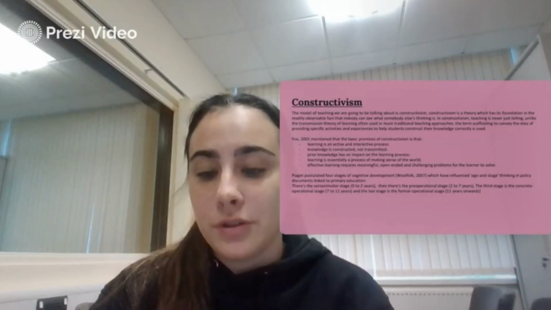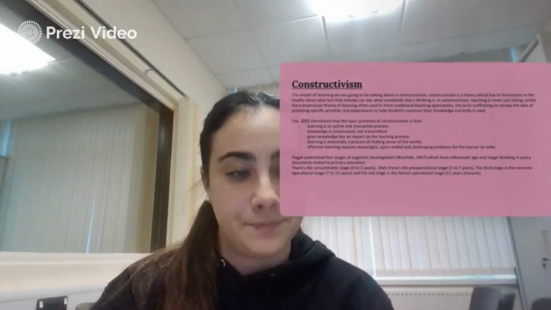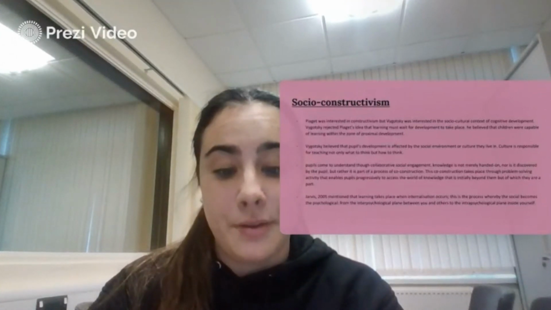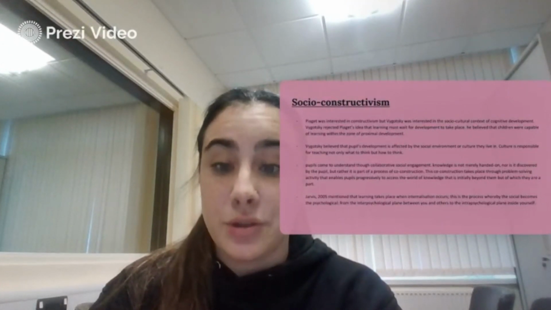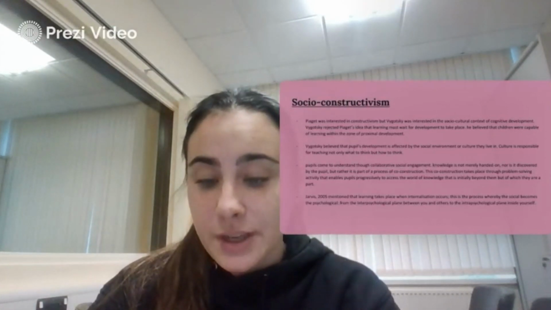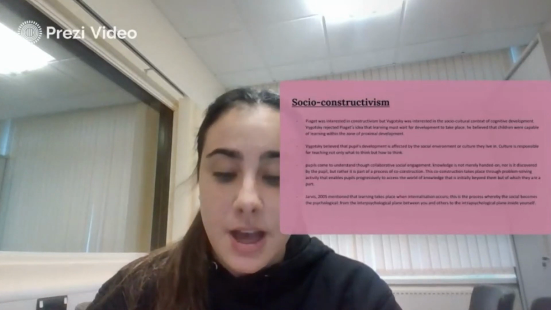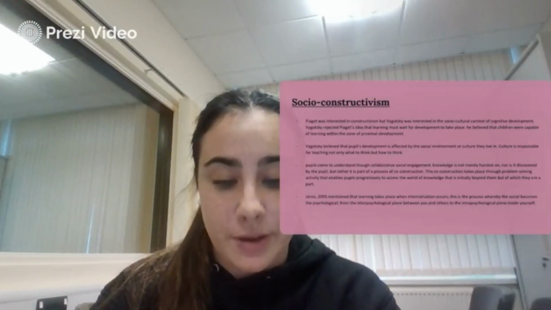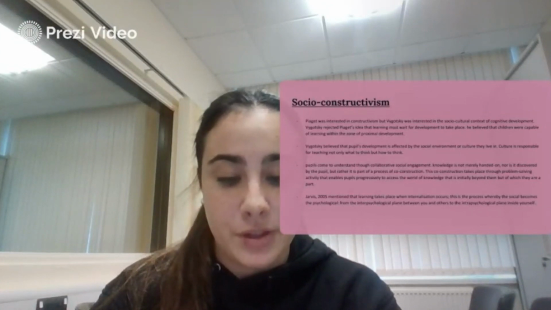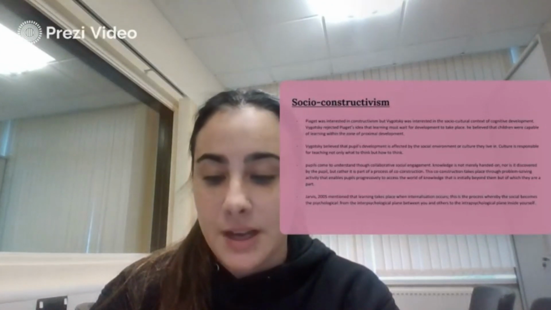So now I'm going to move on to socio-constructivism. Piaget was interested in constructivism, but Vygotsky was interested in the socio-cultural context of cognitive development. Vygotsky rejected Piaget's idea that learning must wait for development to take place. He believed that children were capable of learning within the zone of proximal development.